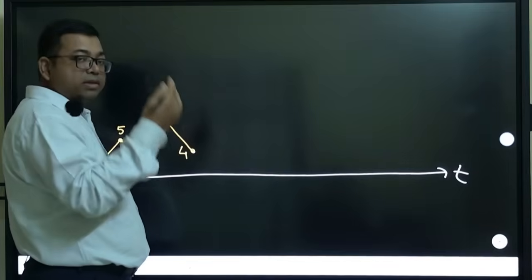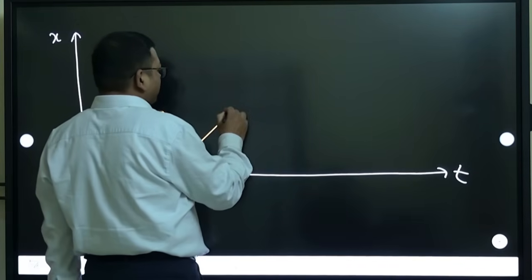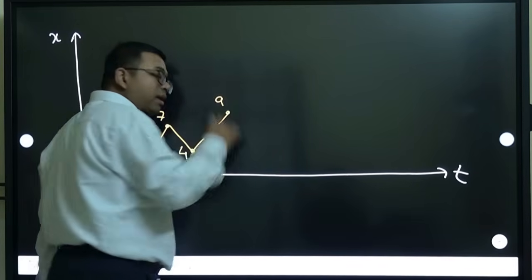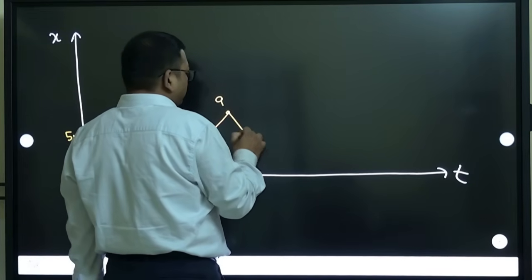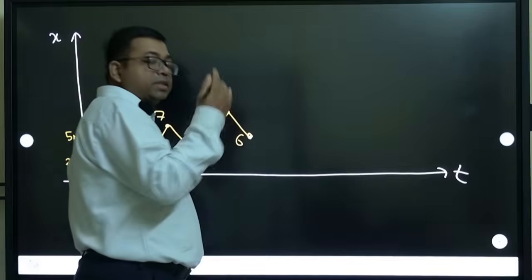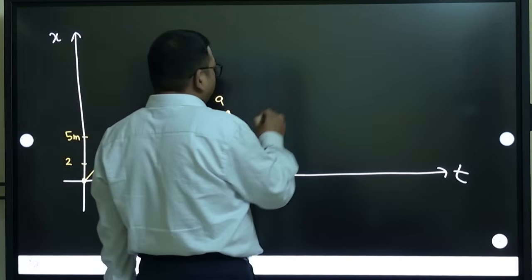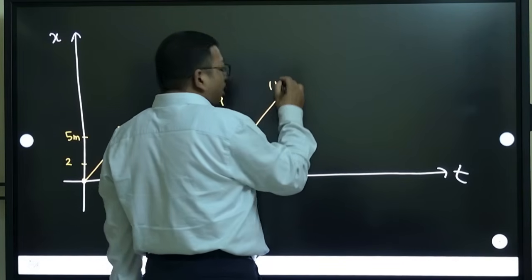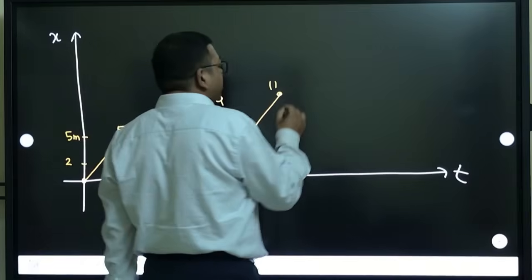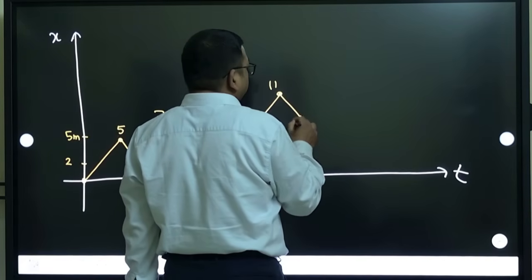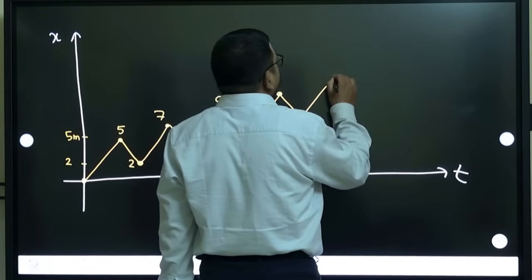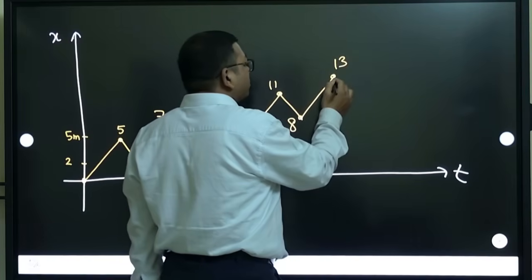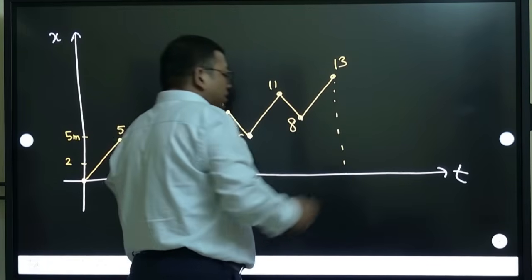Again 4 plus 5, 9. Again 9 minus 3, 6. Again from 6 plus 5, 11. Again 11 minus 3, 8, again 8 plus 5, 13. So this is where the game is over now. His game is over now.